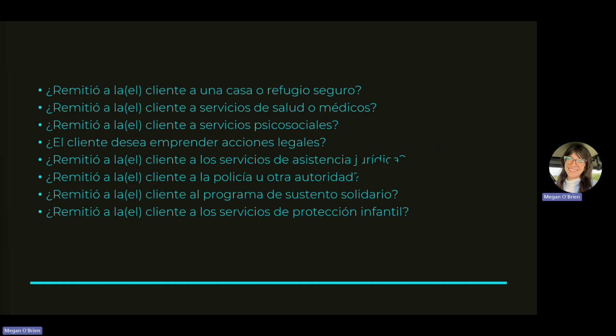Then there's a series of questions about the referrals that took place as a part of case management. So you'll be asked, did you refer the survivor to a safe house or shelter? Did you refer the survivor to health or medical services? Did you refer them to psychosocial services? Does the client want to pursue legal action? Did you refer the survivor to legal assistance services, to police or other type of security actors? Did you refer them to livelihood programs, or did you refer them to child protection services? You'll select the answer that matches your action.